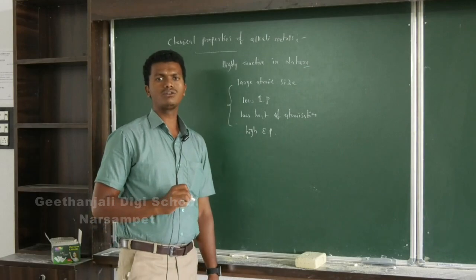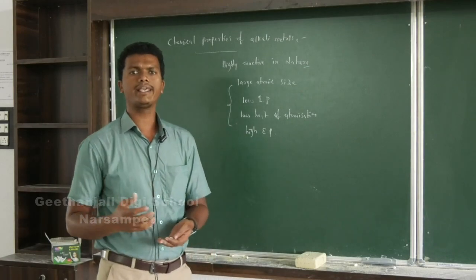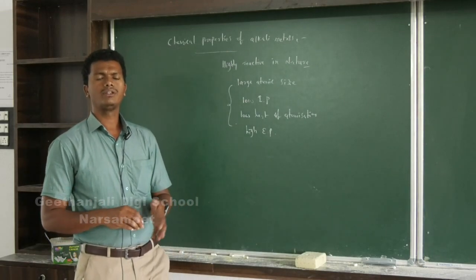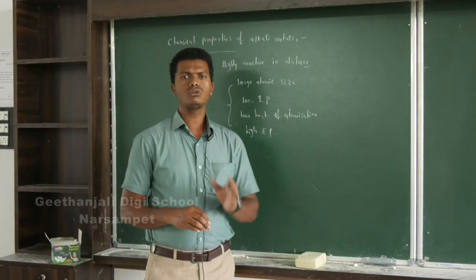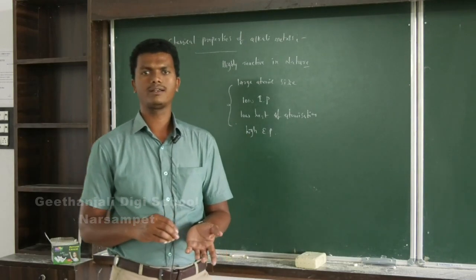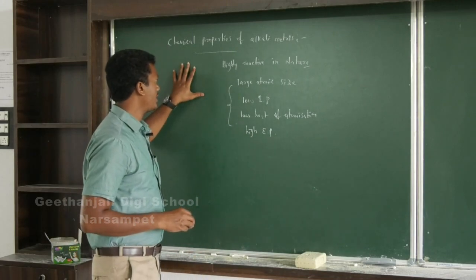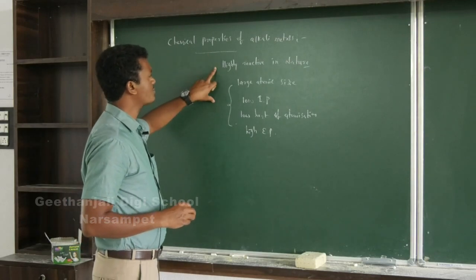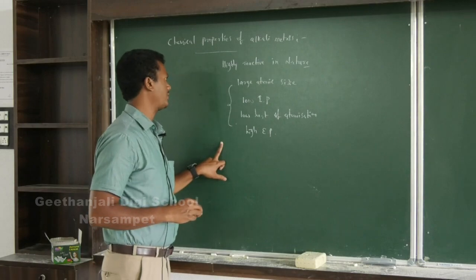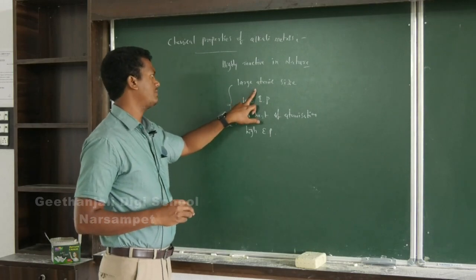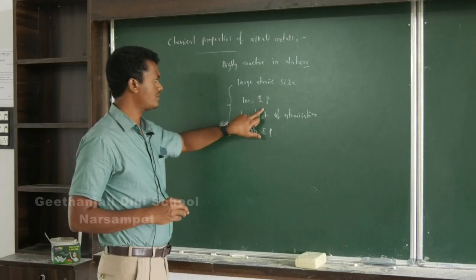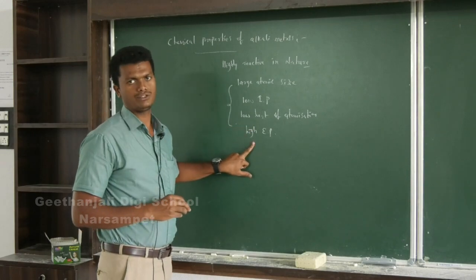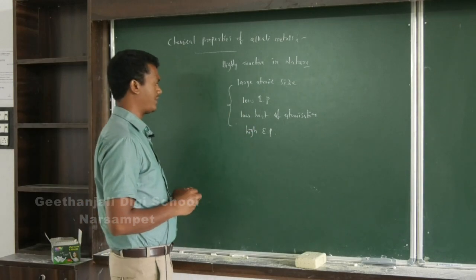So the occurrence of these first group elements will be in their compound form but not in the free state. When elements do not have any reactivity, they exist in their free state, but these elements exist in compound form as they have high reactivity. The high reactive nature of alkali metals is due to these reasons: large atomic size, and if atomic size is more, ionization potential is less, and also low heat of atomization and high electropositivity.